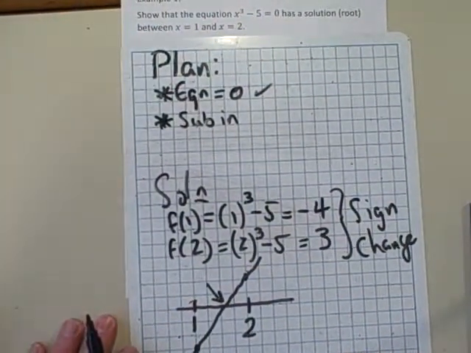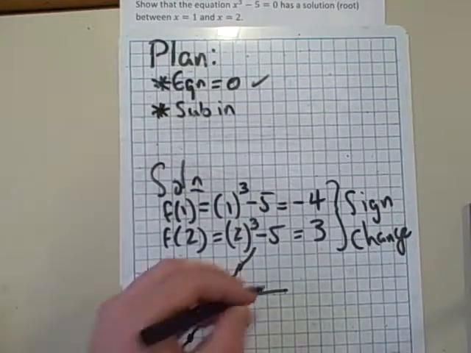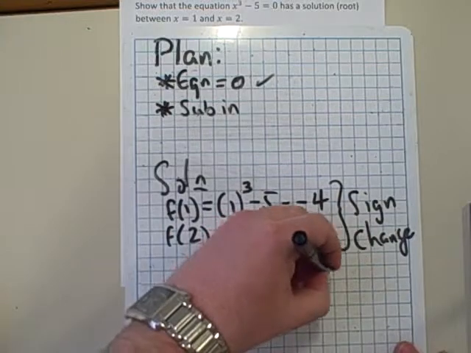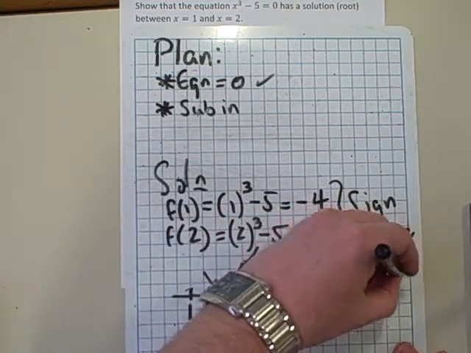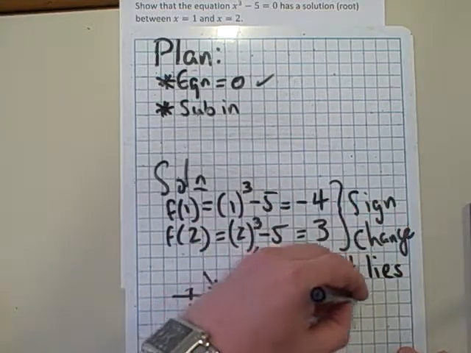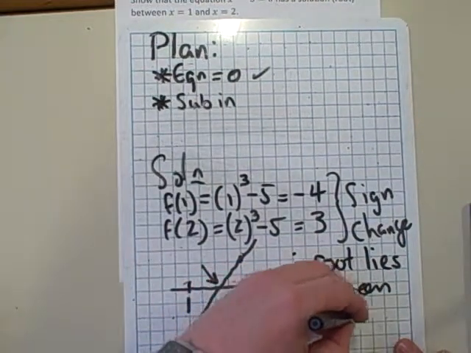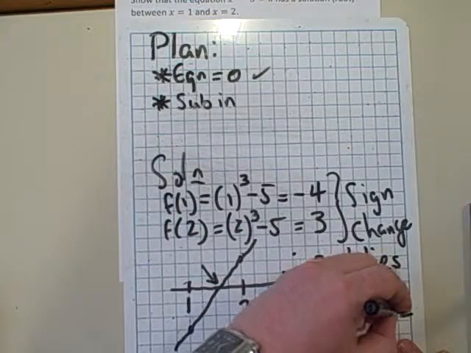But just to make sure to get the marks, I need to put a statement. So therefore, root lies between x equals 1 and x equals 2.